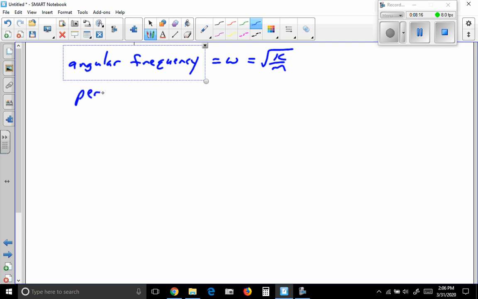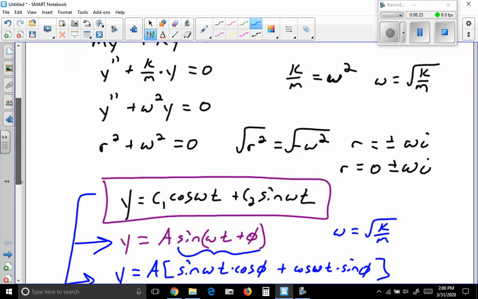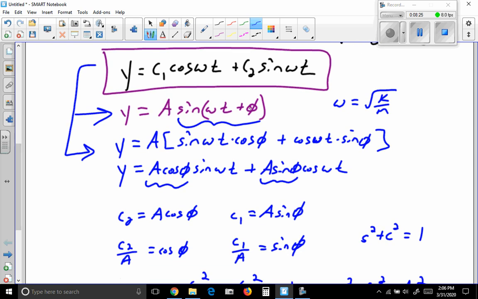The period is 2 pi over omega. For a generic sine or cosine wave, if we call this b, 2 pi over this part here tells us the period. So 2 pi over, in this case, omega is the period.